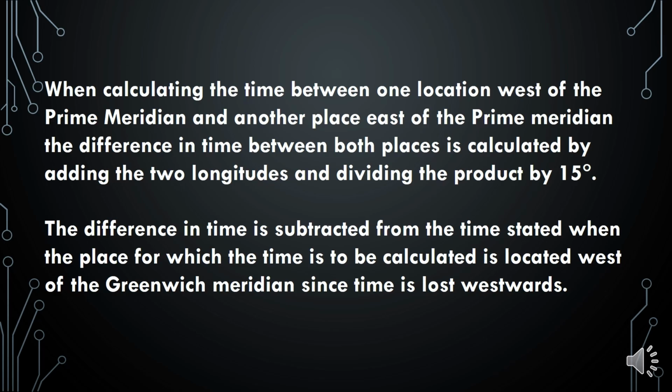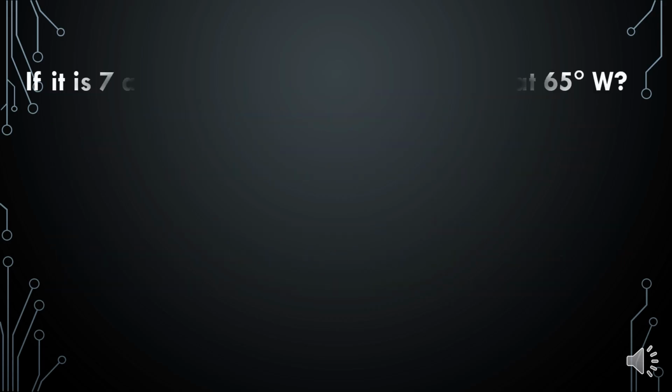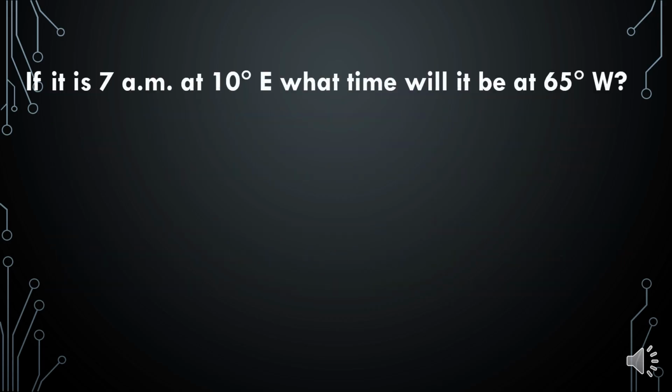When calculating the time between one location west of the prime meridian and another place east of the prime meridian, the difference in time between both places is calculated by adding the two longitudes and dividing the product by 15 degrees. The difference in time is subtracted from the time stated when the place for which the time is to be calculated is located west of Greenwich meridian, since the time is lost westwards. If it is 7 a.m. at 10 degrees east, what time will it be at a location at 65 degrees west?